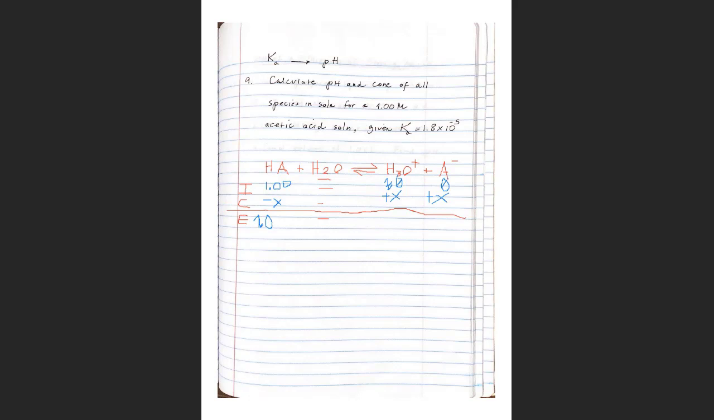And so you sum all the columns. For HA, we would get 1.00 minus x, and then right here you would simply get x for the hydronium concentration and for the conjugate base A minus. Now, since you are given your Ka and you have found your equilibrium concentration expressions, you just plug in your values and solve for x.